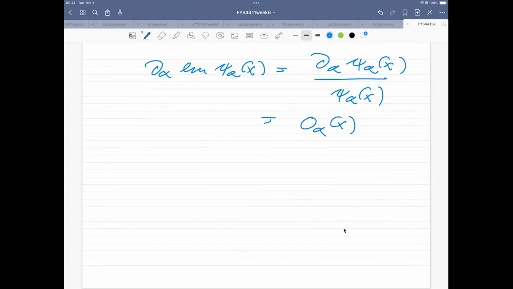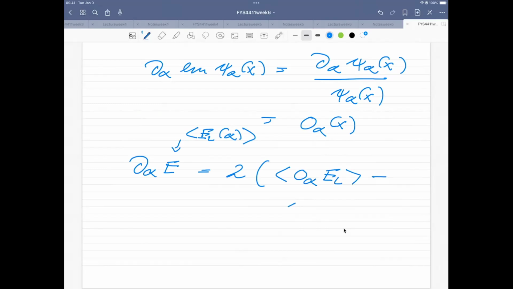So that means that what I'm going to calculate then is d alpha of E, the expectation value of the energy. Remember that this is the same as the expectation value of E_L alpha. And this is going to be equal to 2 times the expectation value of this operator alpha, multiplied with the local energy, minus the expectation value of this operator, which I have defined, multiplied with E_L, like that.